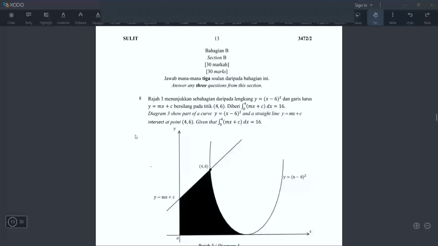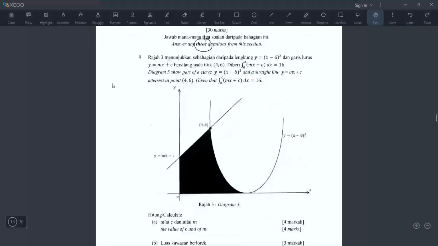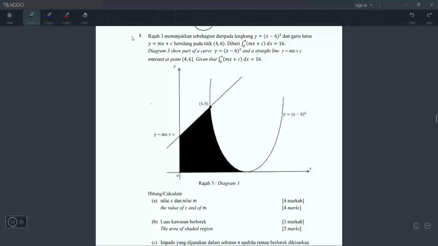Okay, let's continue with section B. In this section, they only want us to answer 3 questions, but I will answer all 4 questions, because we are doing revision. Of course, during the exam you only choose 3. So let's read the question. Number 8. Okay, this is integration.